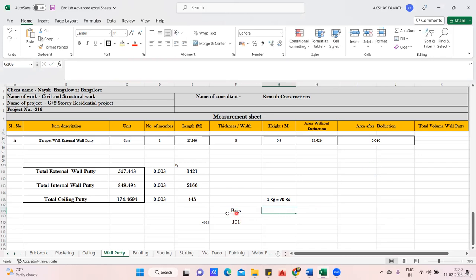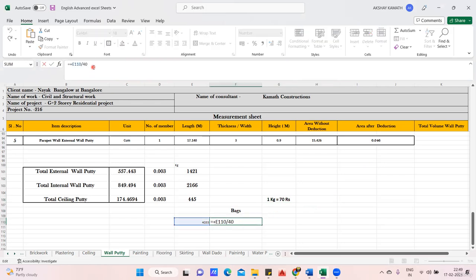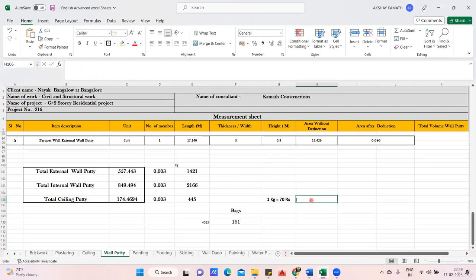Else we'll do one thing. I have a direct value, that is this answer. I'll not divide by 40. I'll divide it by 25. I'll tell you the reason. I know a 25 kg bag. Okay, 25 kg bag.